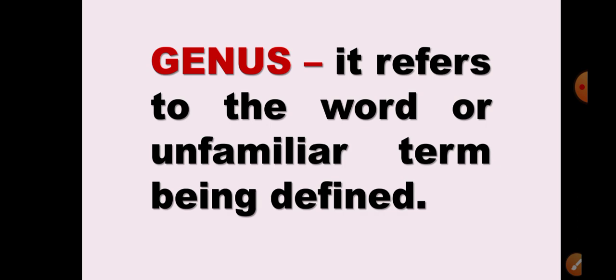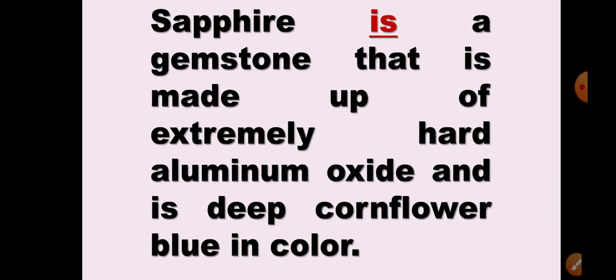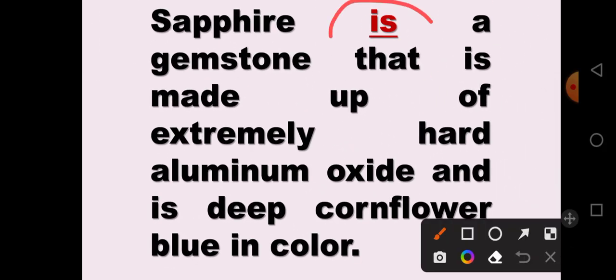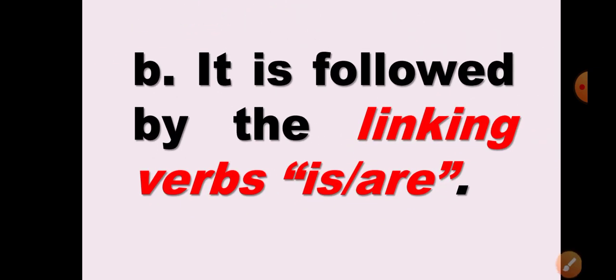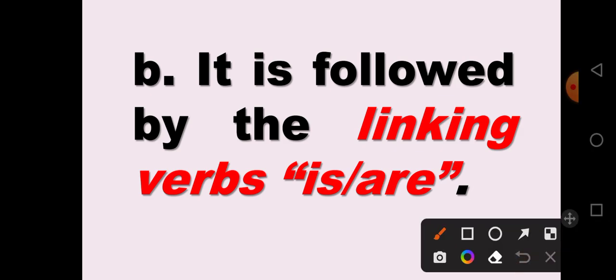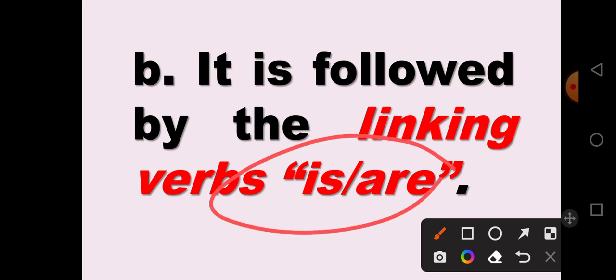Next. After we have identified the genus of our sentence definition, we have the word "is." Notice, class, that it follows the genus. And what do we call this word? "Is" is an example of a linking verb. The genus is then followed by a linking verb. Examples of linking verbs are "is" and "are." So that is our next guideline.